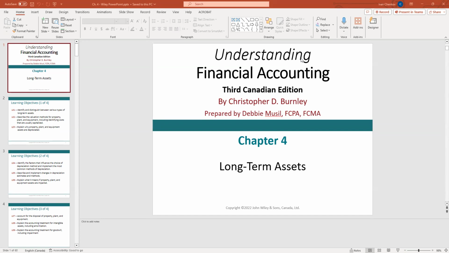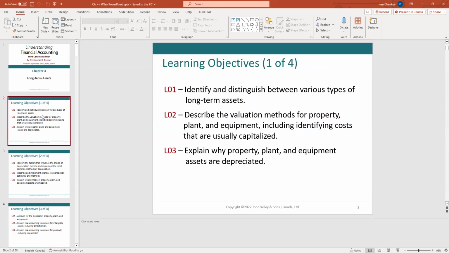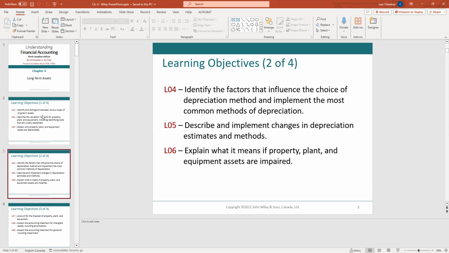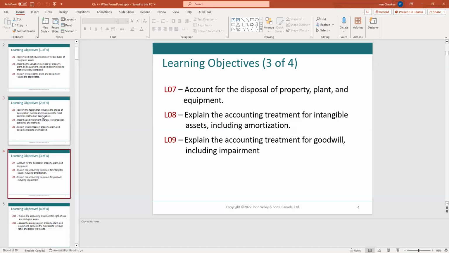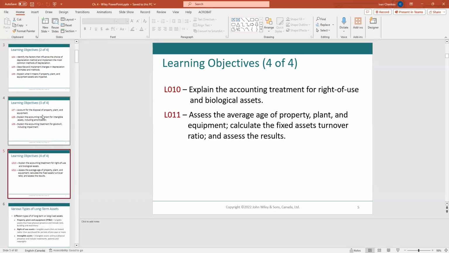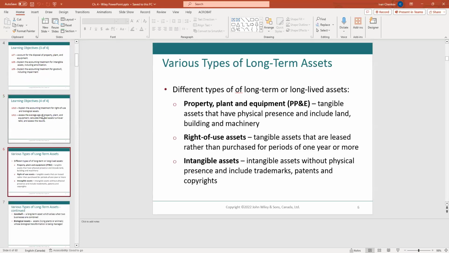This chapter, we're going to focus on one of the assets, not the short-term assets, but the long-term assets. The long-term assets increase the value of the company and give the company the ability to sustain for a long period of time. So let's see what this is about. There are some learning objectives here. We're going to identify the various types of long-term assets. We're going to explain property, plant, and equipment. We're going to identify the factors and describe the implications of changes in depreciation. We're going to see what depreciation is and explain the accounting treatment, and some other stuff.